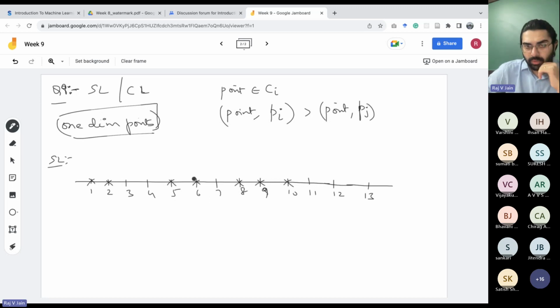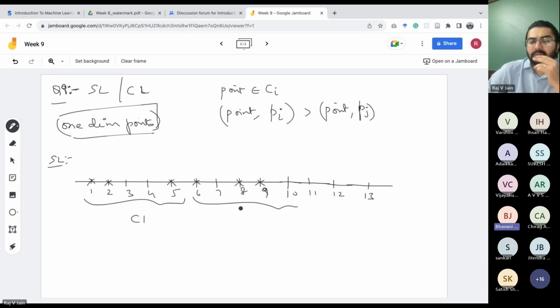One second. Which is cluster 1 again? I'm not clear. 1, 2, 5 is cluster 1. Okay. And 6, 8, 9; we will not consider 10. Okay. But if this is the case, won't 5 and 6 become one cluster first? Why will 5 get clustered with point number 2 in single linkage?